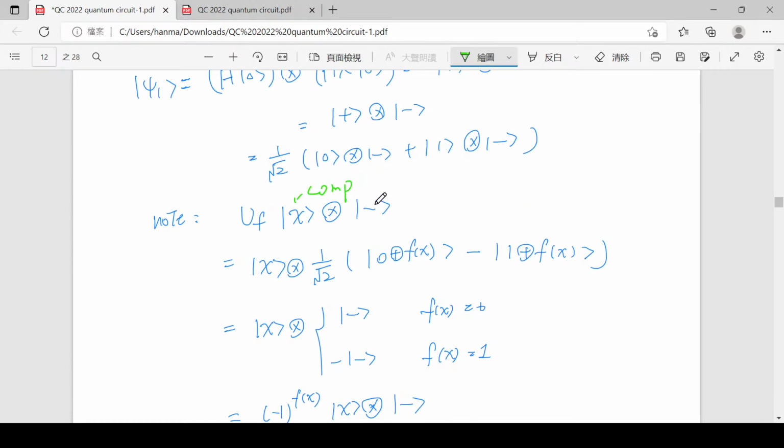Then we know the minus state is 1 over square root 2 times 0 minus 1. You can once again write this minus state in the computational basis as 0 minus 1. And then this UF, okay, so actually we have an extra step here.